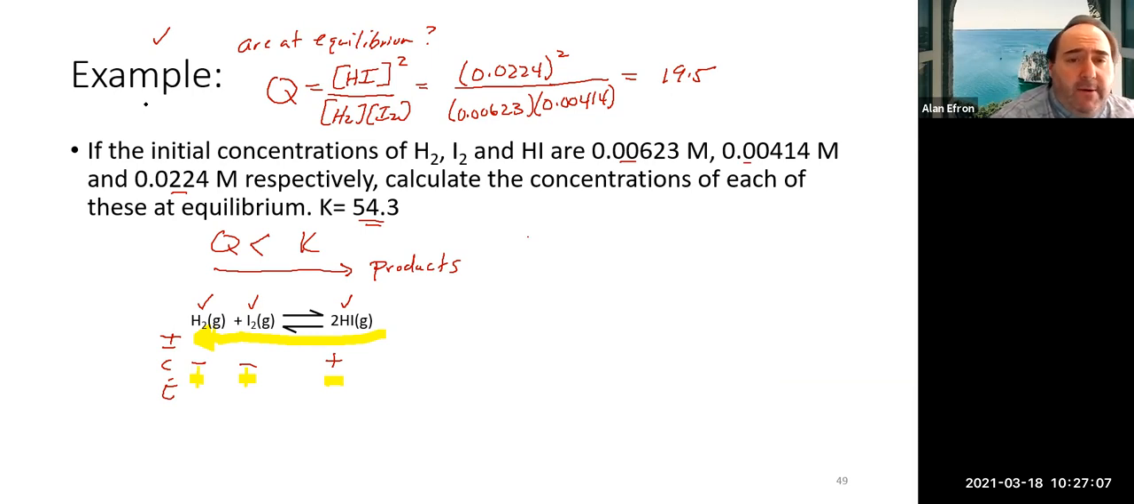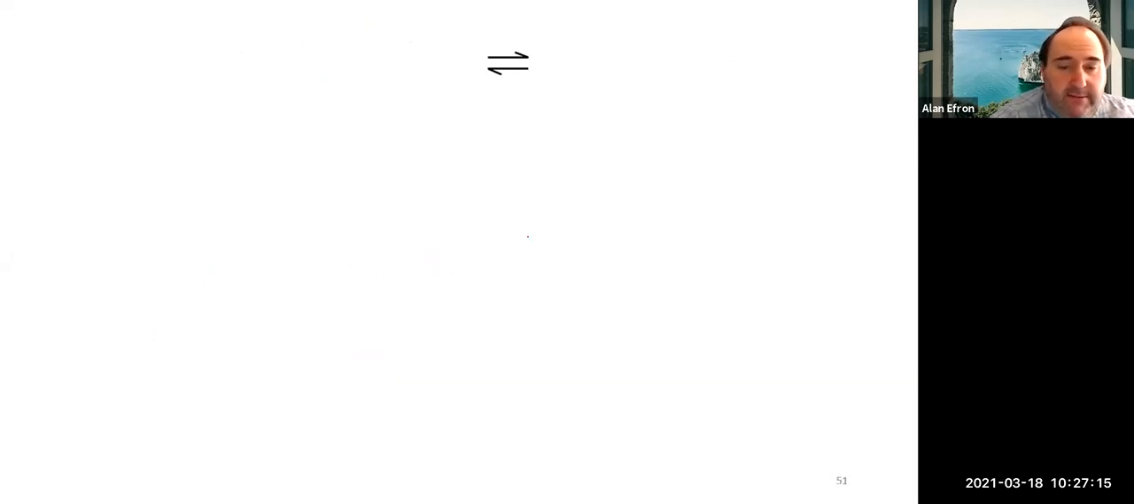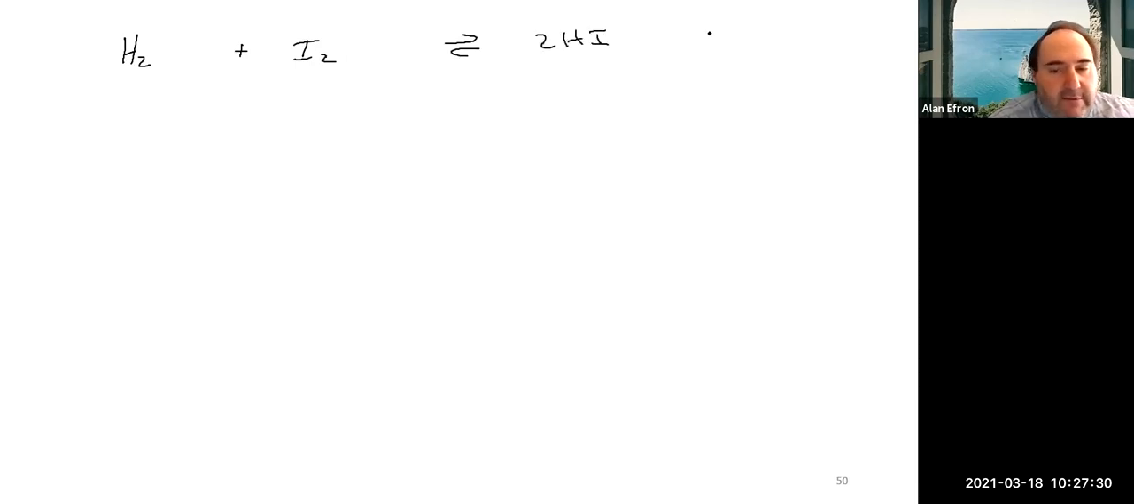Okay, so now that we can safely assume that it is going the way we would expect, we get into the actual ICE table part of it. Here we're going to set up our ICE table the same way. We've got our H2, our I2, and our 2HI. We obviously will have the same expression as in the previous problems. This is the same reaction, and it has the same K value as well, which is 54.3.